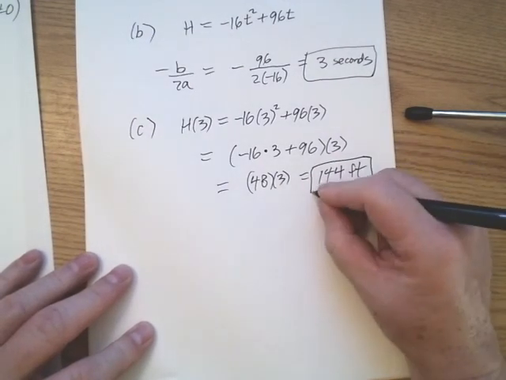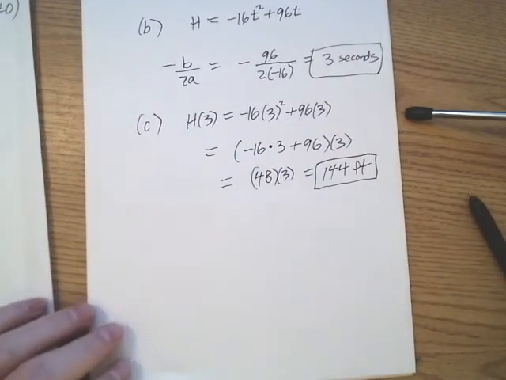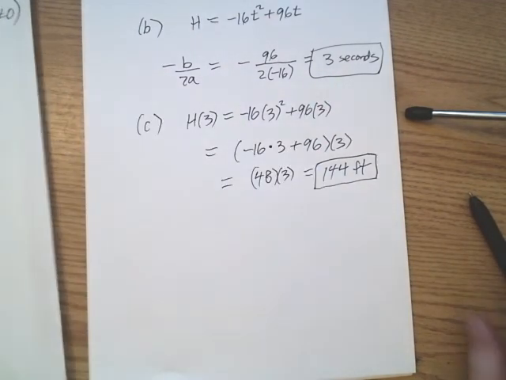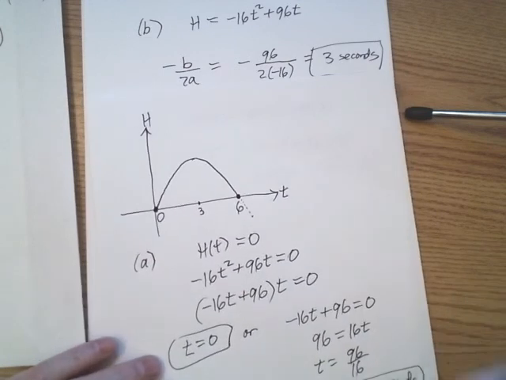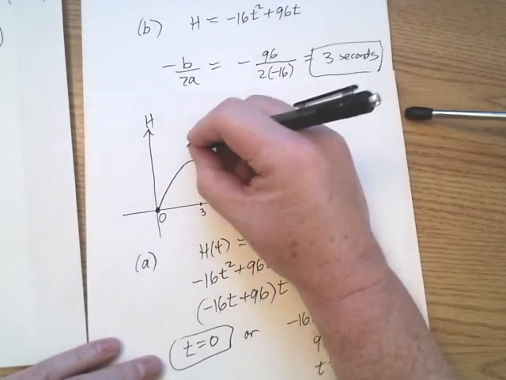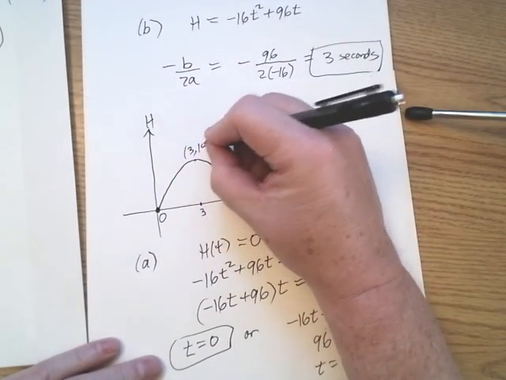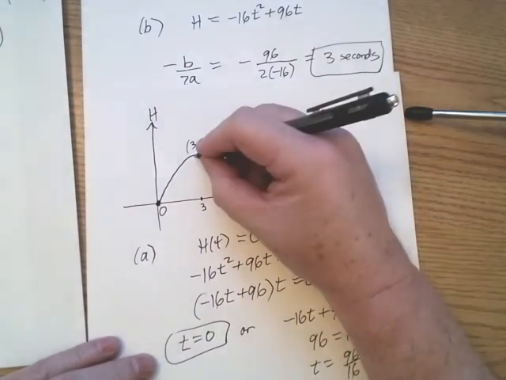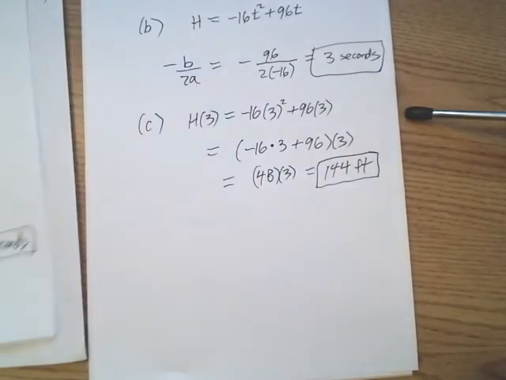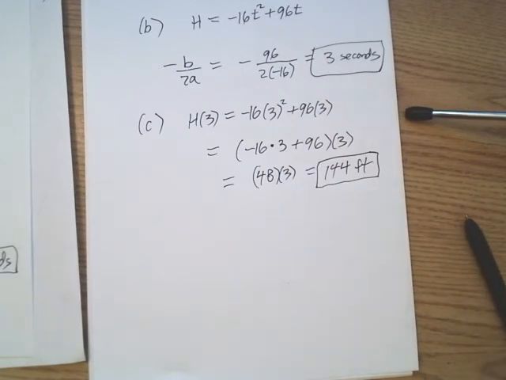So that's going to be the maximum height of the ball above the ground, and that will occur at 3 seconds. So if I come back here to my drawing, of course things aren't to scale here, but this would be 3, 144. That'd be the coordinates of the vertex, which is a maximum point on that curve.